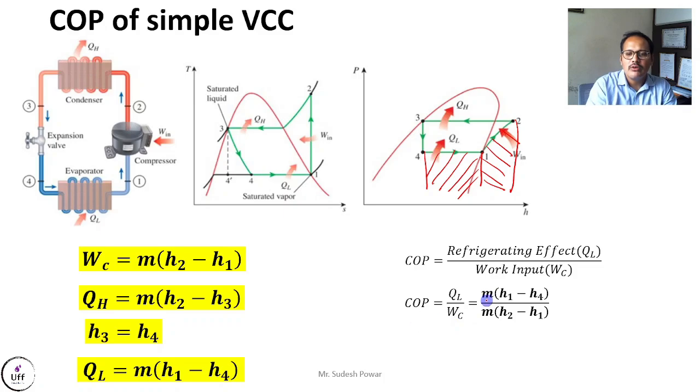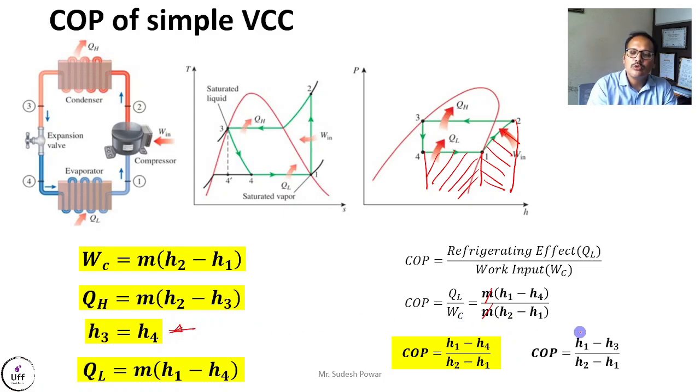So I'm putting the value of heat absorbed in the evaporator and work required to the compressor. So if I reduce this, mass will cancel out, and I'm getting COP as (H1 minus H4) divided by (H2 minus H1). See, from this process 3 to 4, we can see that H3 is also equal to H4. So we can replace this H4 by H3. So COP is (H1 minus H3) divided by (H2 minus H1). We can write in this way also.